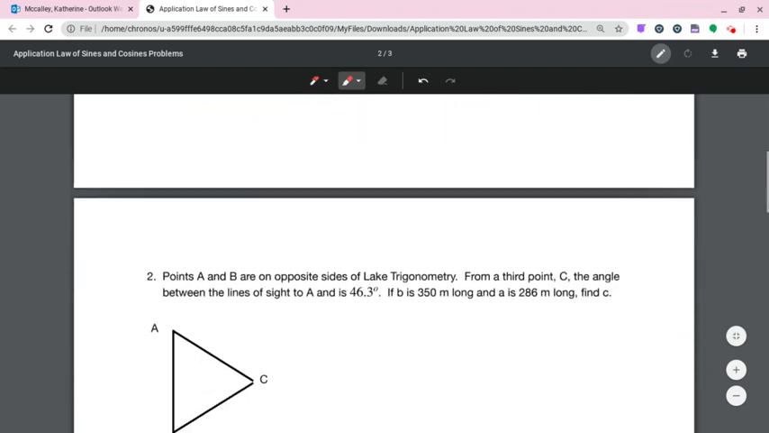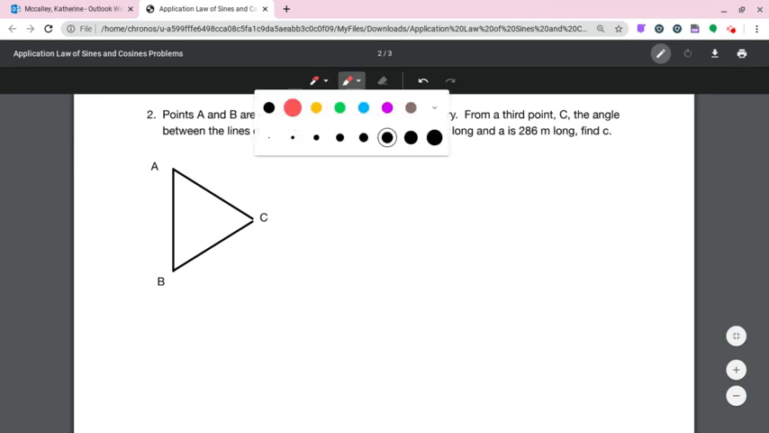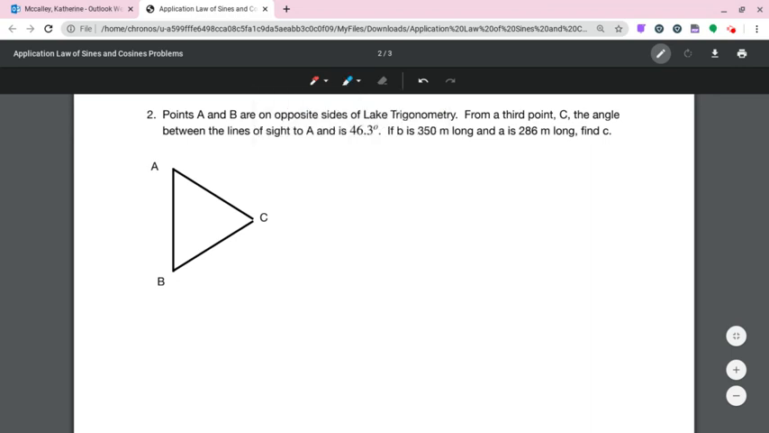Okay, now let's take a look at our next problem. Points A and B are on opposite sides of a lake. So now here's my lake, and I'm going to draw them on opposite sides of my lake. From a third point C, so points A and B are on opposite sides of a lake from a third point C. Let me make my lake so that it doesn't necessarily touch C.